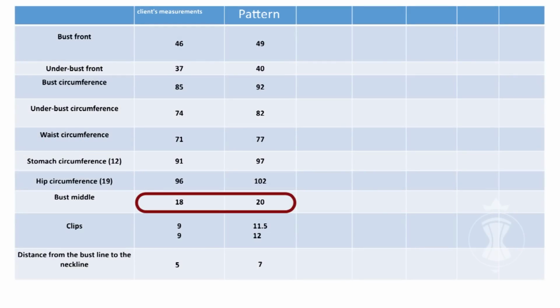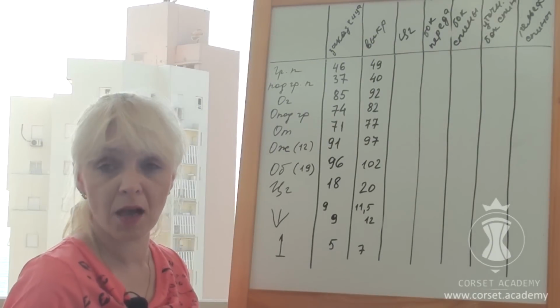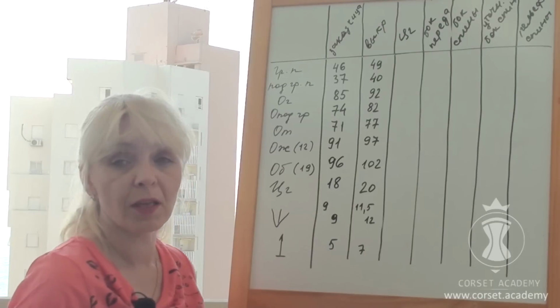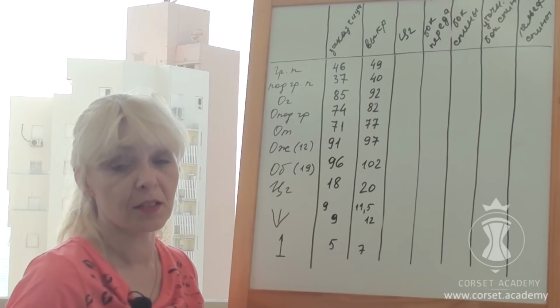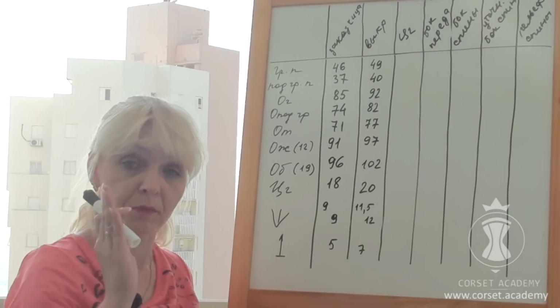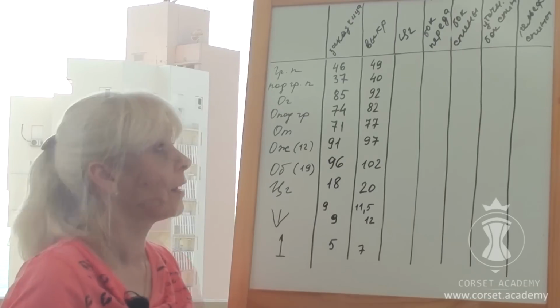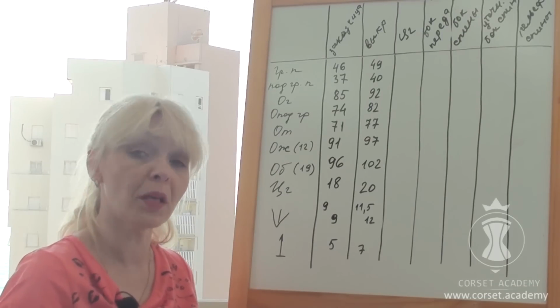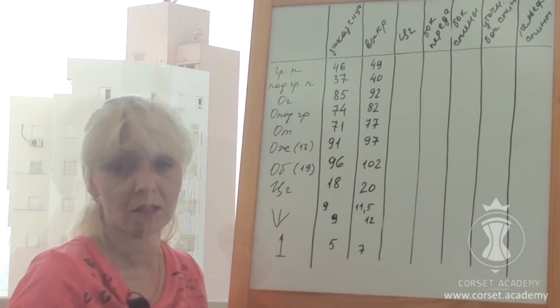Bust middle. My client's measurement is 18 centimeters, and it is 20 centimeters on the pattern. 18 centimeters minus 20 centimeters equals -2 centimeters. It looks like the pattern is 2 centimeters larger than it should be. If I divide this 2 centimeters between the two halves of the corset, then I need to remove 1 centimeter from each side of it.